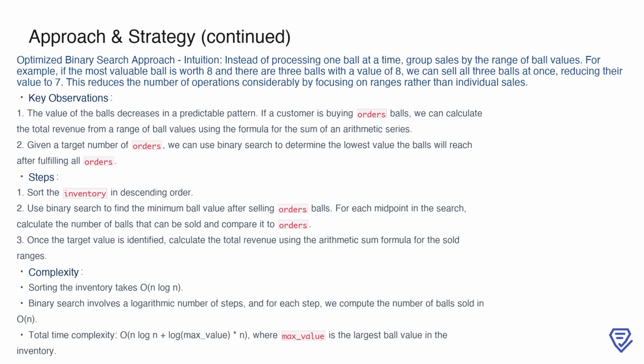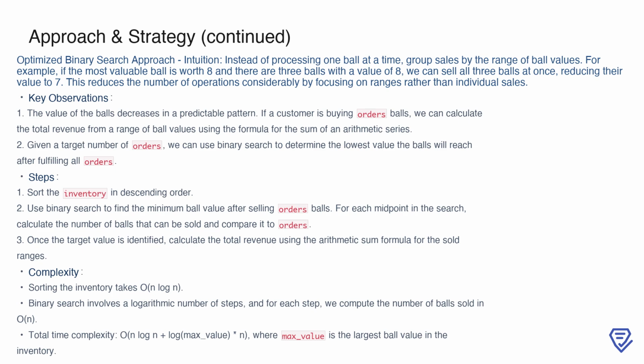There are 2 important observations that make this approach work. First, the values of the balls follow a predictable decreasing pattern, and we can calculate the revenue from a range of values using the formula for the sum of an arithmetic series. Second, by using binary search, we can efficiently determine the lowest value the balls will reach after fulfilling all orders.